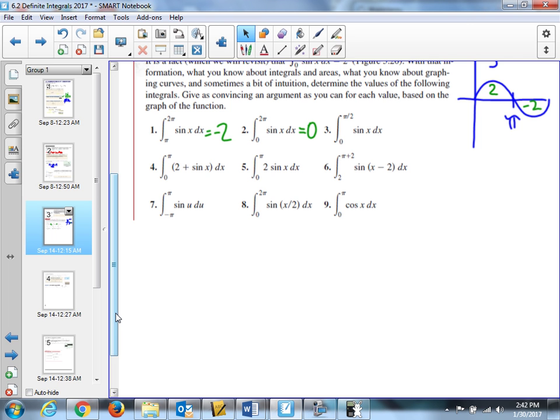You guys are sharp. How about 0 just by symmetry? What does it look like at pi halves here? What would you guess? That looks like the middle, right? So if the full area is 2, half of it would be 1. All right. Now 4 gets a bit tricky.